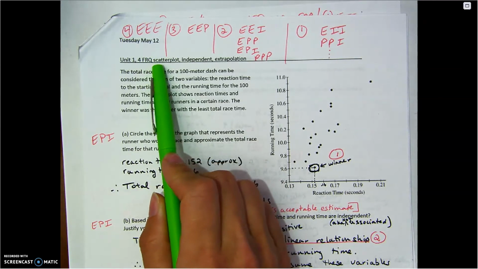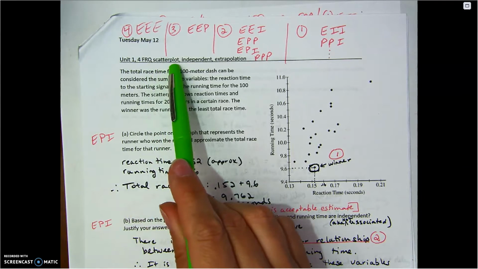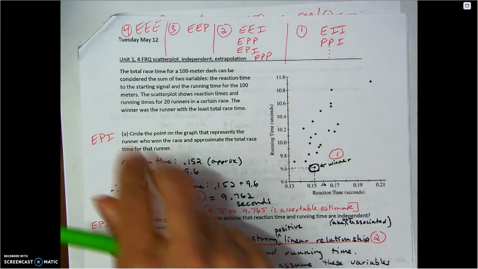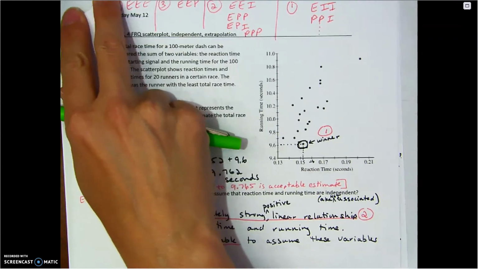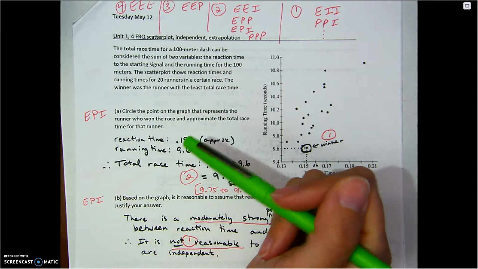All right, so today's FRQ actually goes back in time to scatterplots, independence, and extrapolation. This one was provided to me from My AP Classroom, suggesting that you review it for your AP exam, whatever that means. So I guess it's a wink, wink, nudge, nudge.